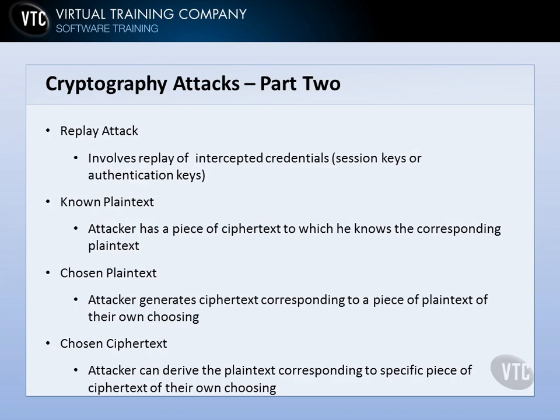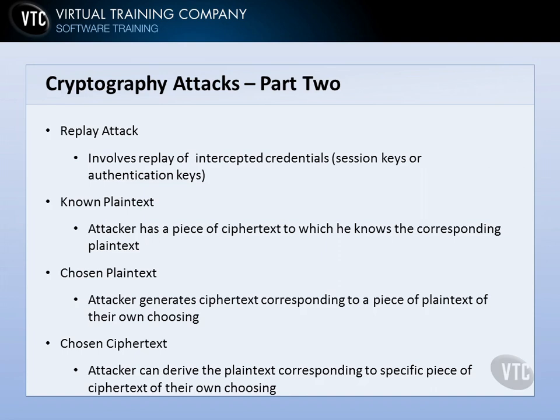Now there are some other attacks that we'll talk about as well. We already mentioned kind of a replay attack, and basically that involves the replay of intercepted credentials that could be passwords, session keys, authentication keys, and so forth. We also have the known and chosen attacks. We have a known plain text attack where the attacker has a piece of ciphertext that's encrypted, and he knows the corresponding plain text. So they're able to use this to further extrapolate what another piece of plain text would look like if it were encrypted given the same algorithm. So that's a known plain text attack.